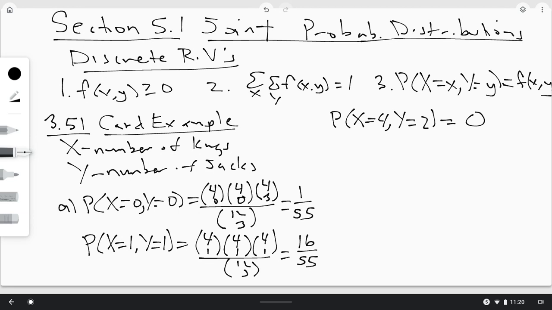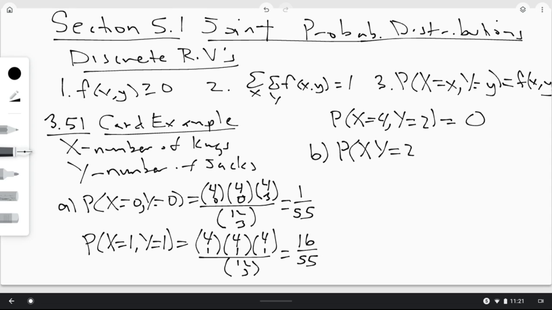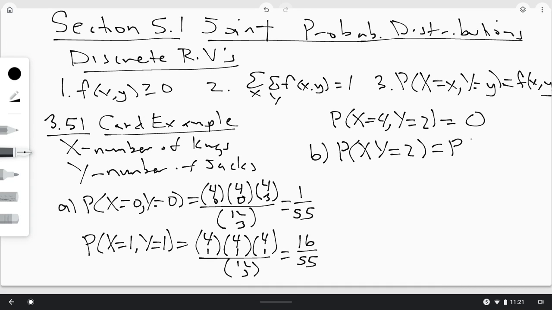Okay. And then what B says is, what's the probability that x plus y is equal to 3? I'm going to do a simpler problem just to save a little bit of space. Probability that x times y is equal to 2. Well, I want to look at all possibilities where x times y is equal to 2. That's equal to the probability that x is equal to 2, y is equal to 1, plus the probability that x is equal to 1, y is equal to 2. Right? Those are the 2 ways that x times y is equal to 2. So x times y equal to 2 is our region A.